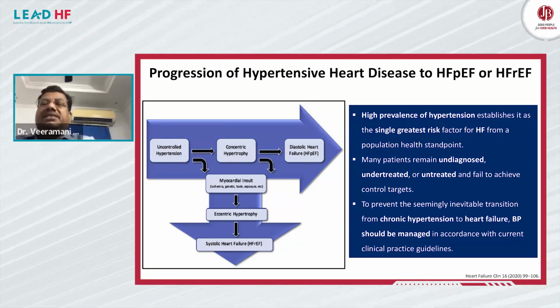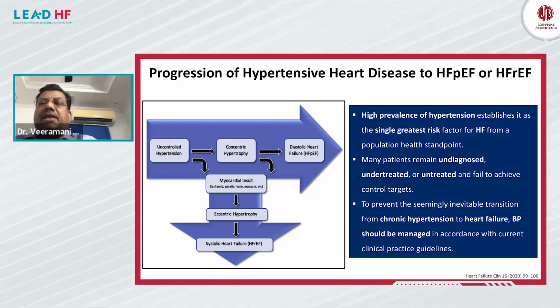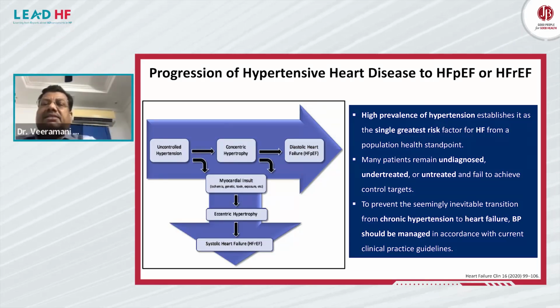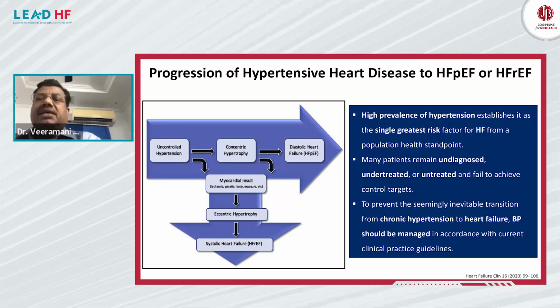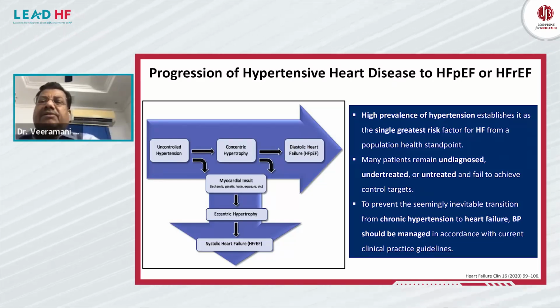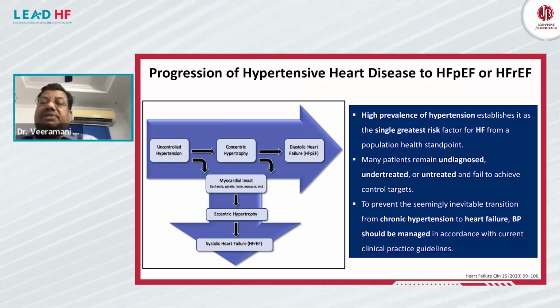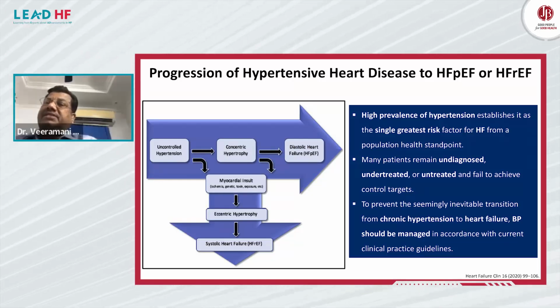When there is a myocardial insult due to ischemia, a genetic cause, or toxin exposure, these are all the various causes by which the myocardium is damaged. It leads on to eccentric hypertrophy, and there is heart failure with reduced ejection fraction. That is, systolic heart failure will result.